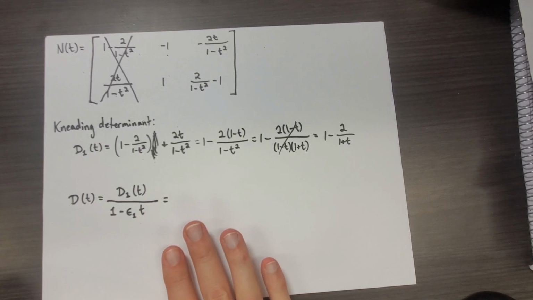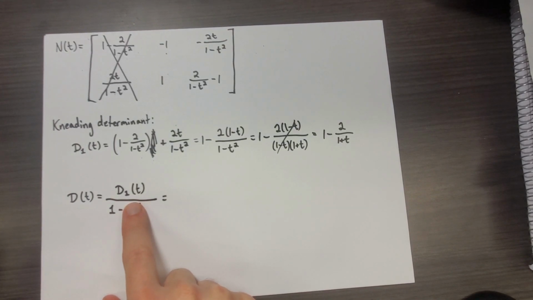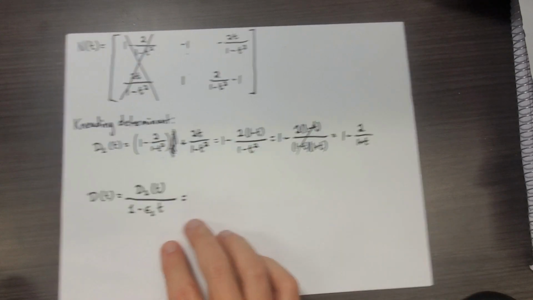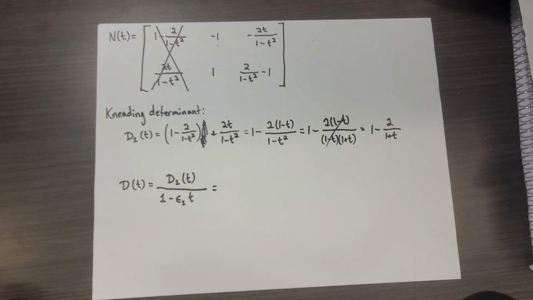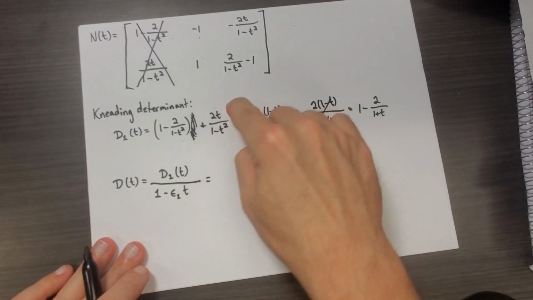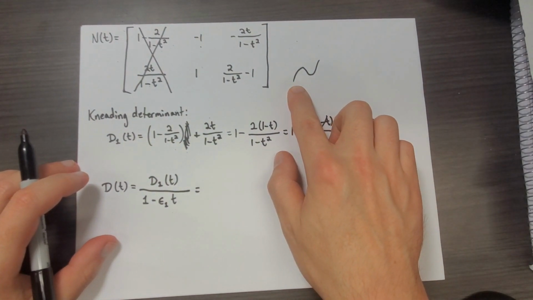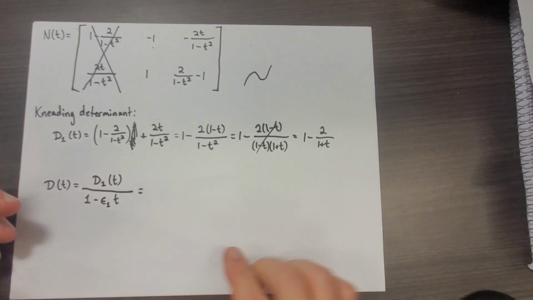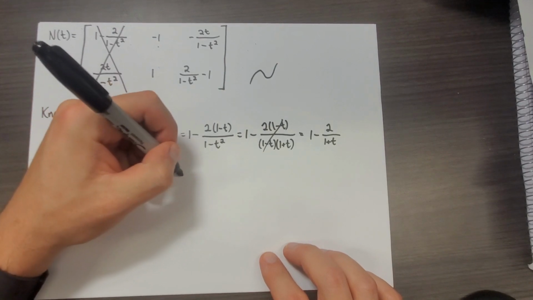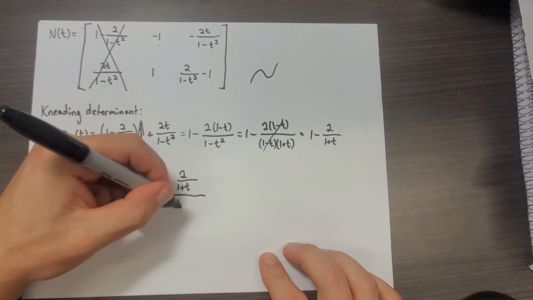Now, to actually get the kneading determinant, D, I need to divide this D1 power series, or rational function, by 1 minus epsilon 1 of t, right, times t. Now, epsilon 1 was the orientation, or the sign of the first lap in our function, which, if you'll remember, was increasing because our function looked like this. So that first lap is increasing, so epsilon 1 is just positive 1. So it's going to be 1 minus t on the bottom. So this becomes 1 minus 2 over 1 plus t over 1 minus t.